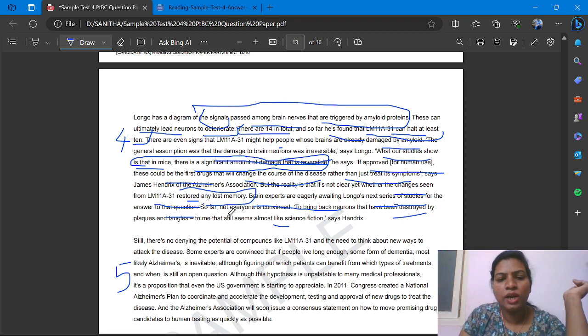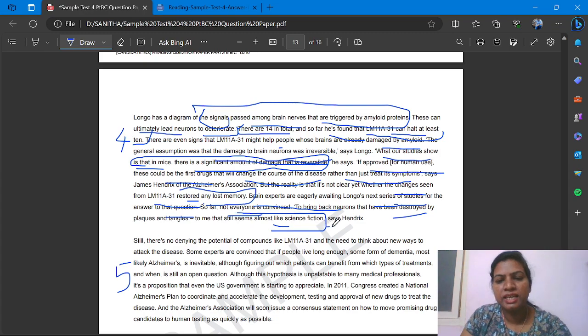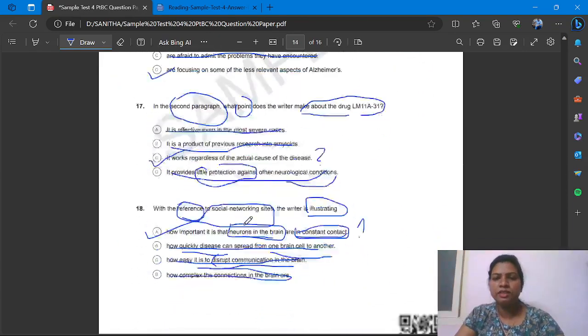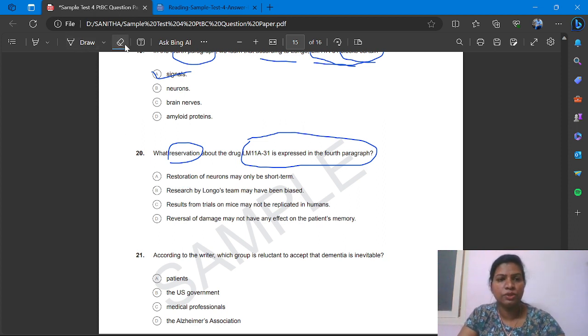So far, not everyone is convinced about bringing back neurons that have been destroyed by plaques and tangles. To me, that still seems almost like science fiction, says Hendrix. What is the answer? Restoration of neurons may only be short time. Is it said anywhere? No, restoration of neurons only short time is not said.